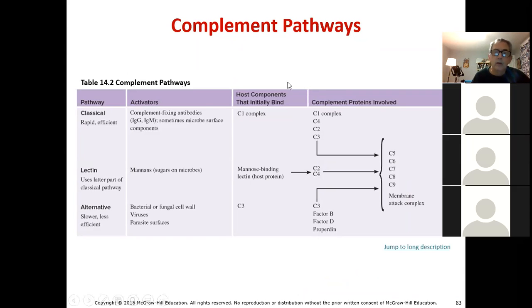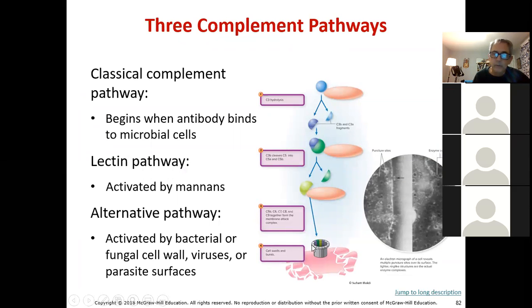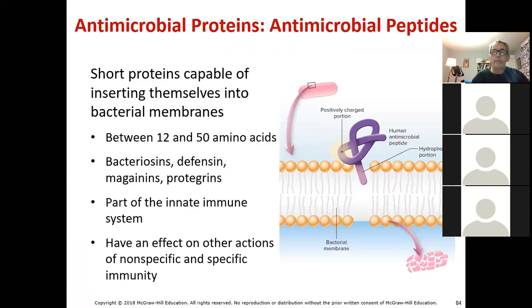In the classical pathway, two types of antibodies, IgG and IgM, bind the first complement, called C1, and that's the classical pathway. The lectin pathway: sugars that are found on microbes can also activate complement. And the alternative pathway, which is slower and less efficient, involves a series of factors and recognition of these things. All of these lead to activating other complements to form what I said was the membrane attack complex. This makes holes in the microorganism or the envelope of enveloped viruses. So that's complement.